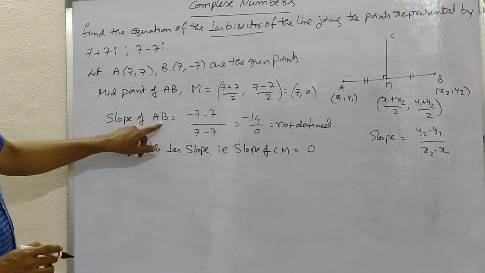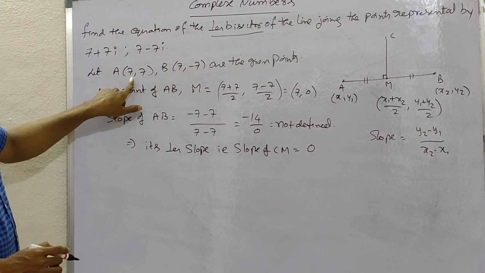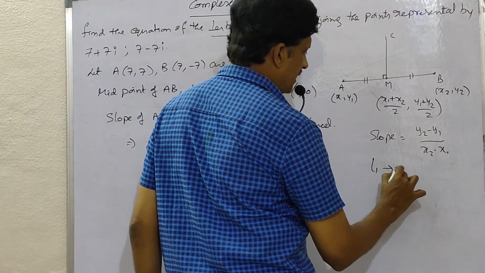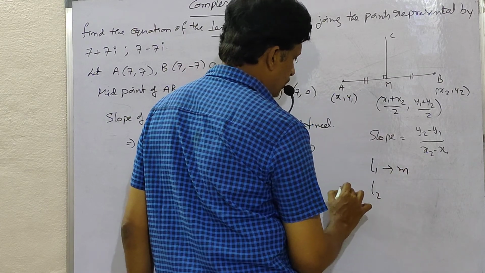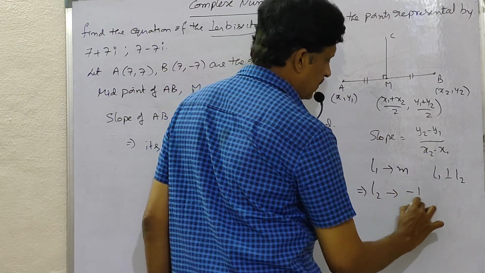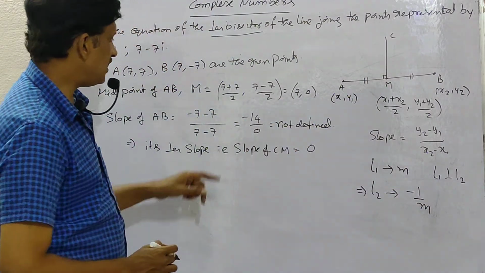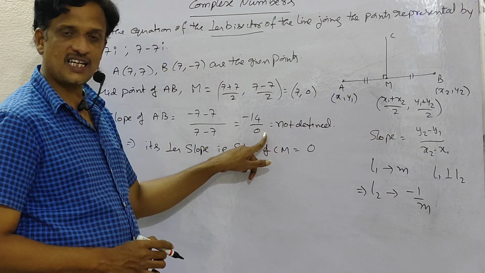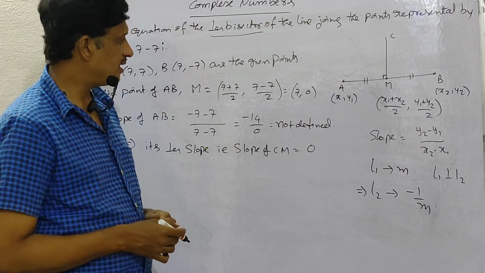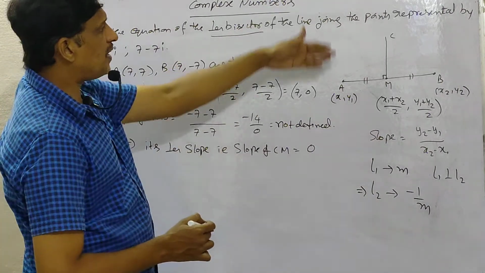Again, the slope of AB we are writing as y2 minus y1, minus 7 by x2 minus x1, 7 minus 7, minus 14 by 0. Means suppose a line L1 has slope m and L1 and L2 are perpendicular, then the slope of L2 will be minus 1 by m. So that the product of these two, m into minus 1 by m, is minus 1. So that is why if minus 14 by 0 is the slope of the first line, its perpendicular slope will be 0 by 14 multiplied with a negative sign, taking the reciprocal. That is 0. Okay, we got the slope of CM.